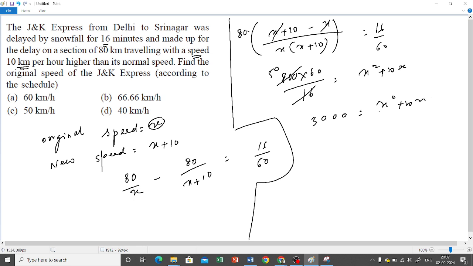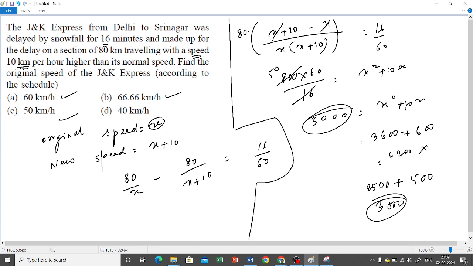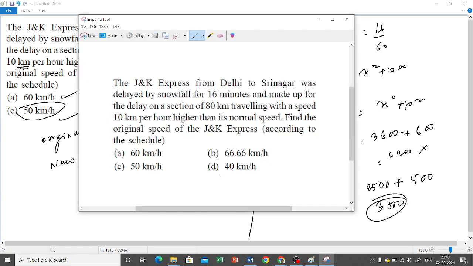Now, rather than solving this, I can use the option method. Let me choose 60. So what am I going to get? 3600 plus 600, that is 4200. Not the right answer. B is a difficult number, I am not going to choose it. Let me pick up C. So that is 3000. Okay, so that means 50 is the right answer. Did you understand, Sritama, Ritama?